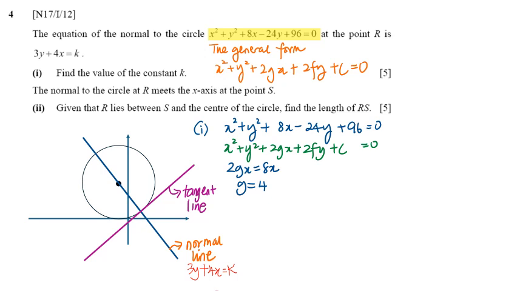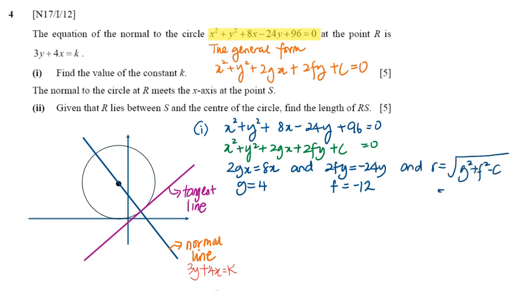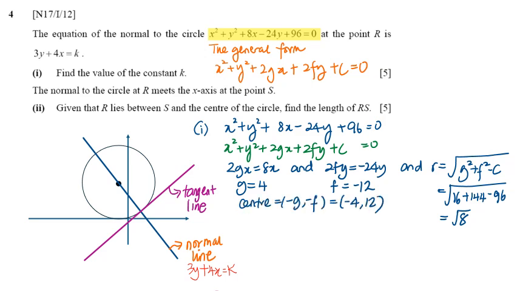Compare to 2fy equals -24y. You get f equals -12. And we can find the radius, right, which turned out to be square root 8. So with these values, we can find the center of the circle to be -g, -f, and that will be -4, 12. Radius equals square root 8.